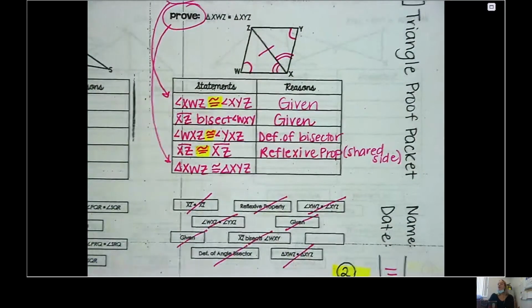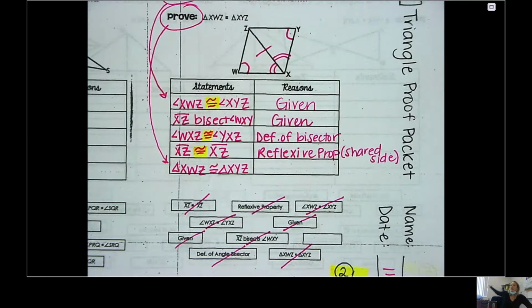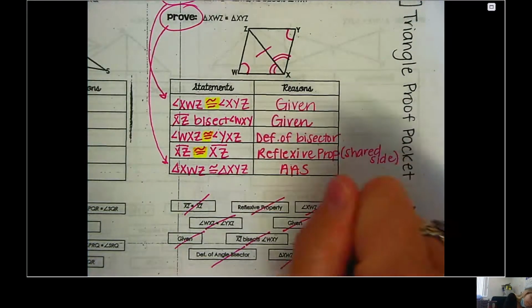I wanted you to look at the picture and tell me which theorem tells me that these two triangles are congruent. Who can raise their hand and tell me which theorem says those two are congruent? Bobo, what do you think? Angle, angle, side. Do we agree or disagree with Bobo? Give me a thumbs up, thumbs down. Yes, fantastic. Angle, angle, side.